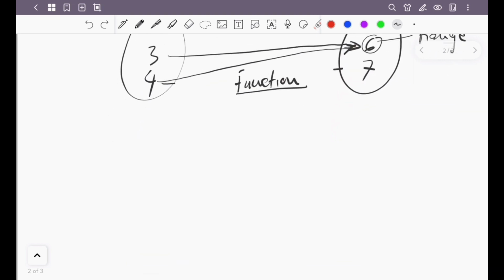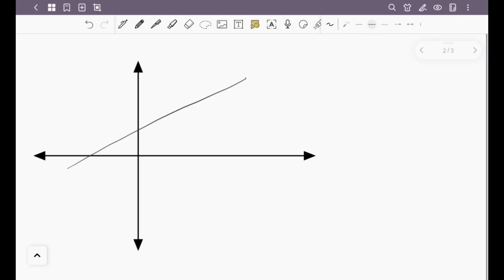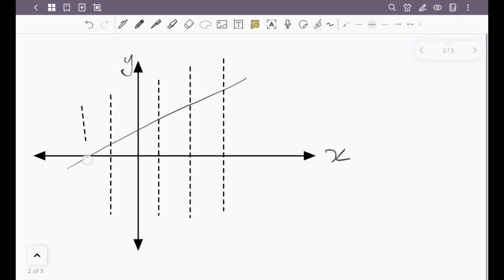Let's go on and look at the geometric perspective of a function. From a geometric point of view, we use a technique called the vertical line test. So what we do with the vertical line test is we draw vertical lines parallel to the y coordinate. Okay, so this will be the y coordinate and this will be the x coordinate. So what you could do is you may draw these lines just like that, just like that, just like that.